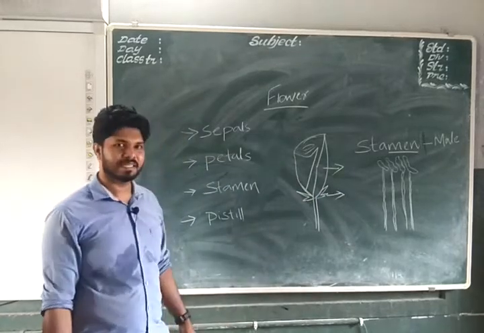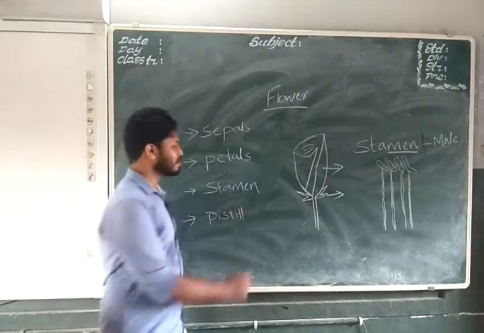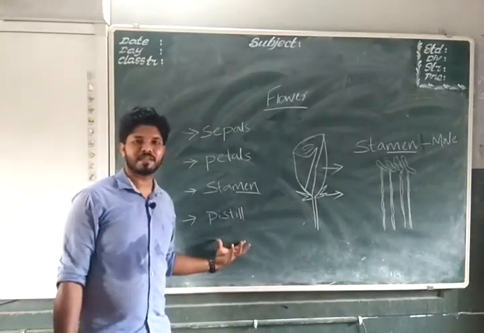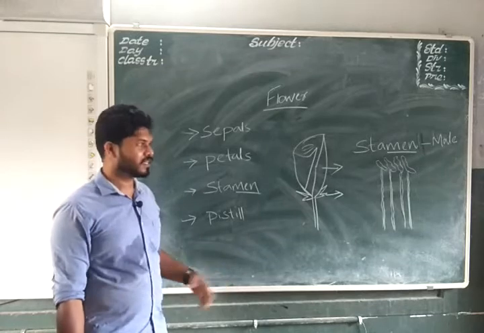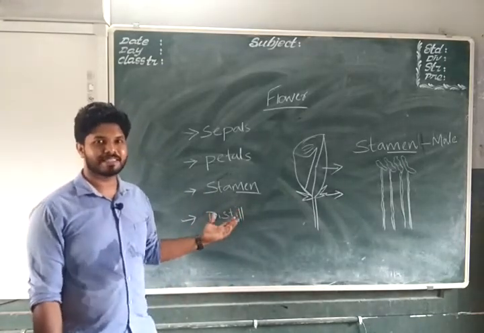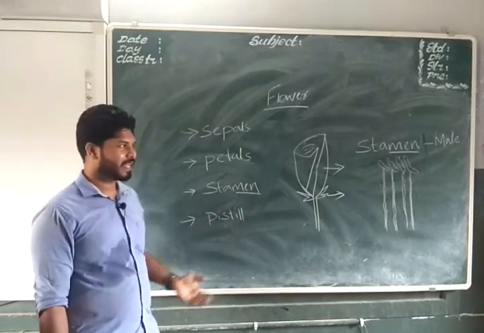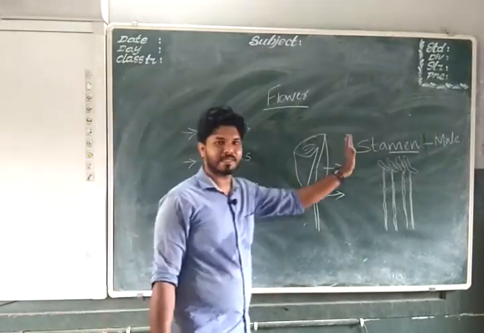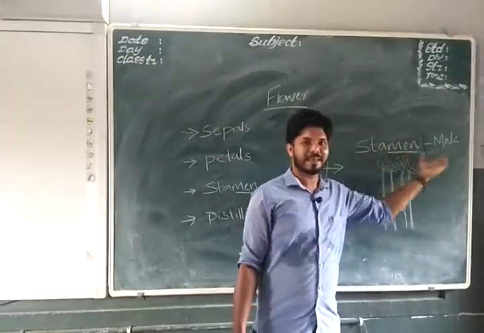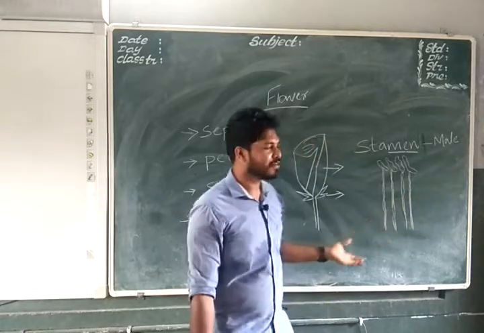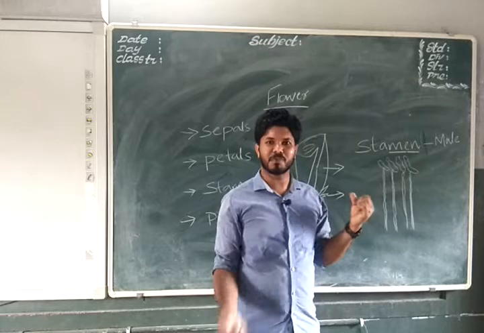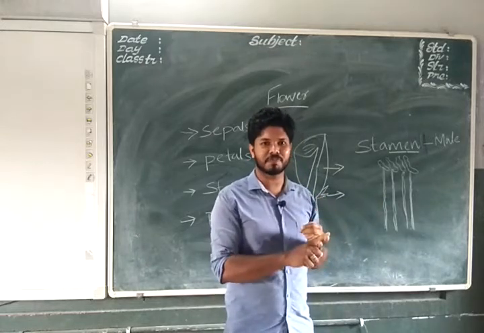And next one, stamen. Stamen is the male reproductive part and pistil is the female reproductive part in a flower. So we'll be discussing more about what is the stamen, how can we identify stamen, how can we identify pistil. Let us discuss about stamen today. So stamen, as the name suggests, men. It's a male reproductive part in a flower. See, most of the flowers have both male and female reproductive part in itself.